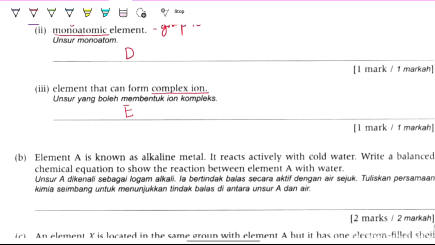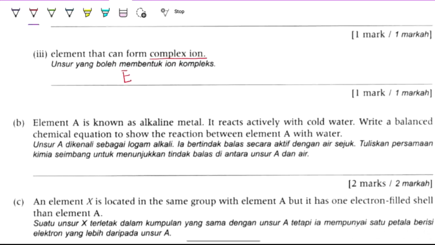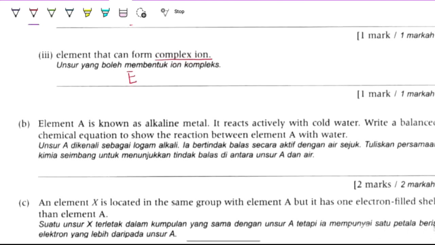Next, element A is known as the alkali metals, so it reacts actively with cold water. Write a balanced chemical equation to show the reaction between element A and water. Here we know that A is actually lithium, but we can use A to replace it. A reacts with water, H2O. During the reaction, it forms an alkaline solution, so it forms A hydroxide, and at the same time it releases hydrogen gas as a product. So we need to balance the chemical equation.